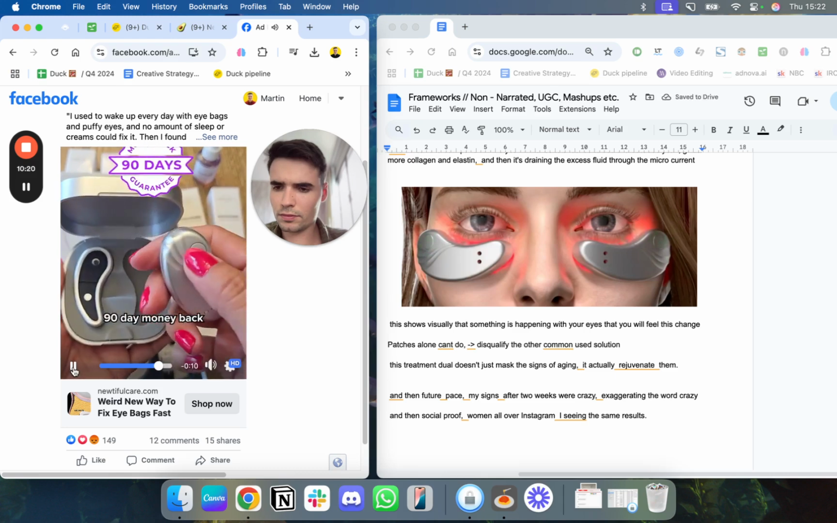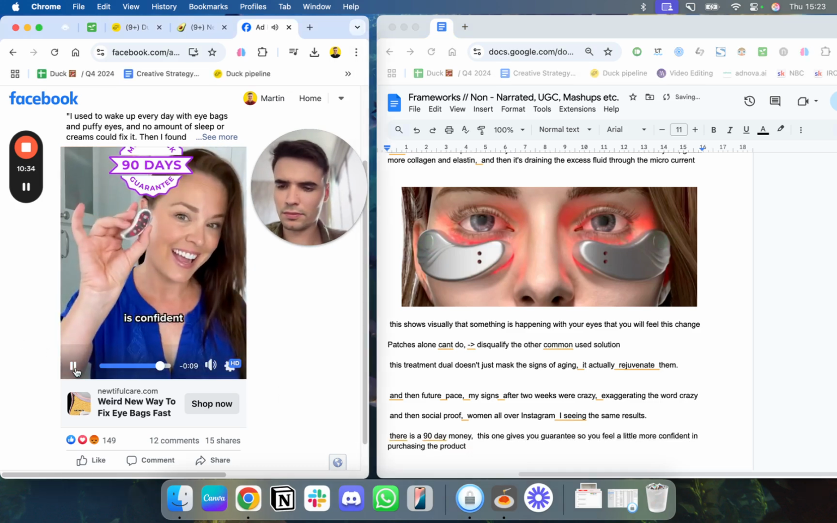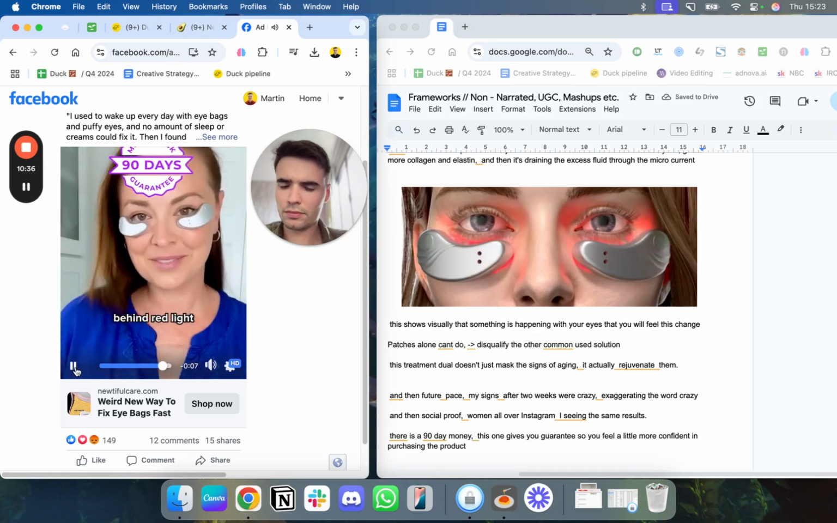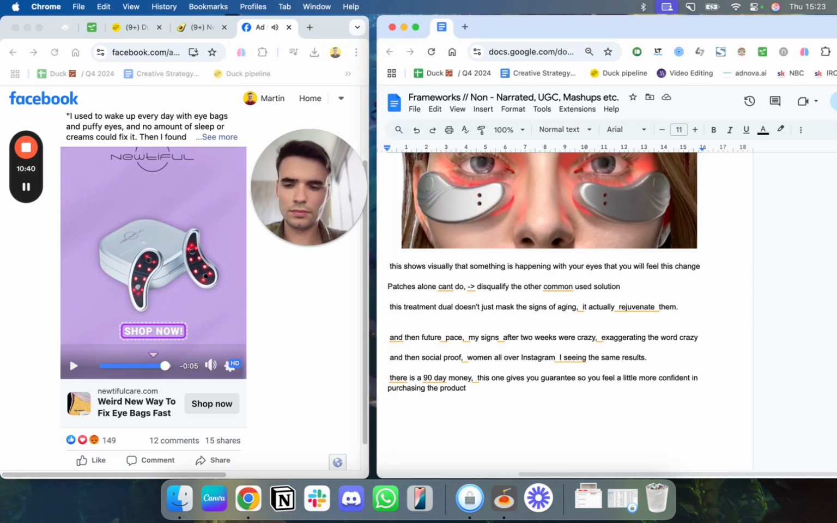There's a 90-day money-back guarantee. This one gives you a guarantee, so you feel a little bit more confident in purchasing the product. Because the brand is confident in the proven science behind red light therapy and microcurrent.